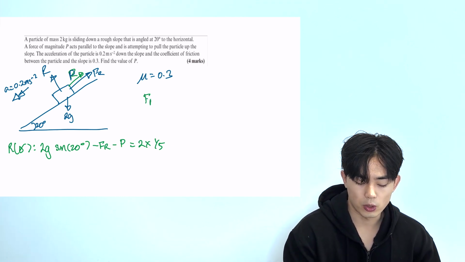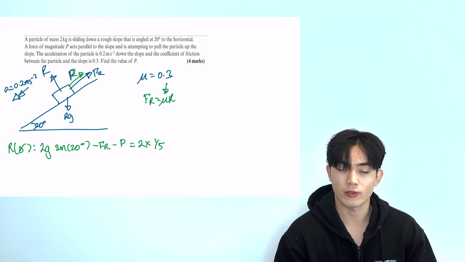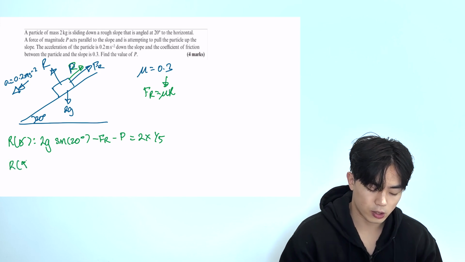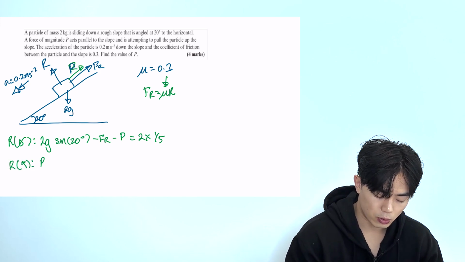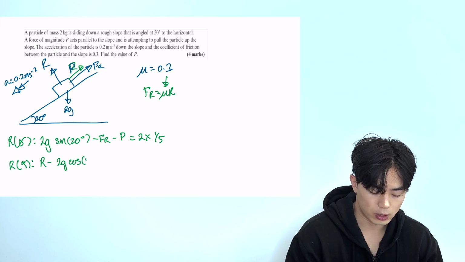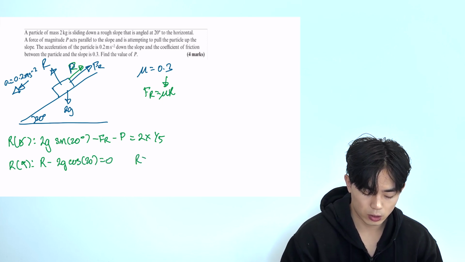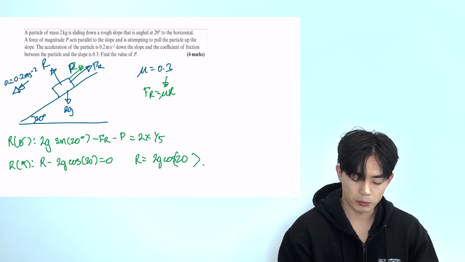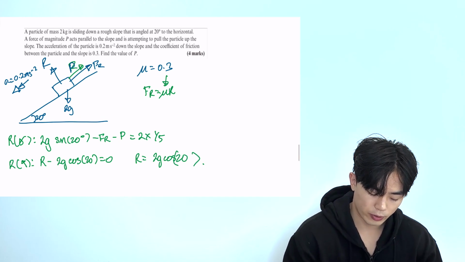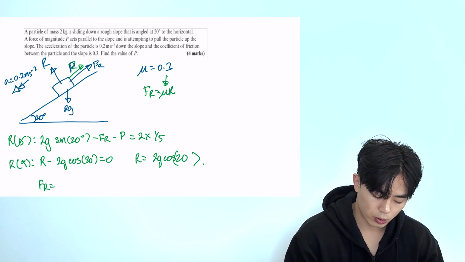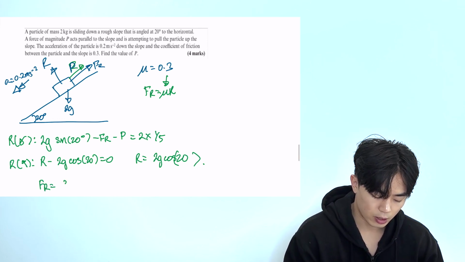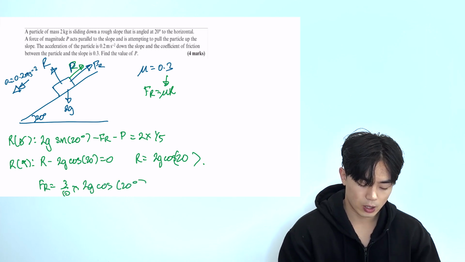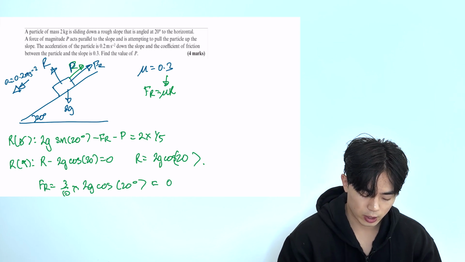Like we know friction is mu R, and we know mu is 0.3, so all we need to do is find this R value here, right? And in order to find the R value, I'm going to resolve perpendicular to the slope. And we have that R minus 2g cos 20 is equal to 0. So therefore R is going to be equal to 2g cos 20, like this. Now we find the friction, remember it's mu times R, so friction is going to be equal to 3/10 times R, which is 2g cos 20 degrees, like so. So this will give you 0.6g cos 20.